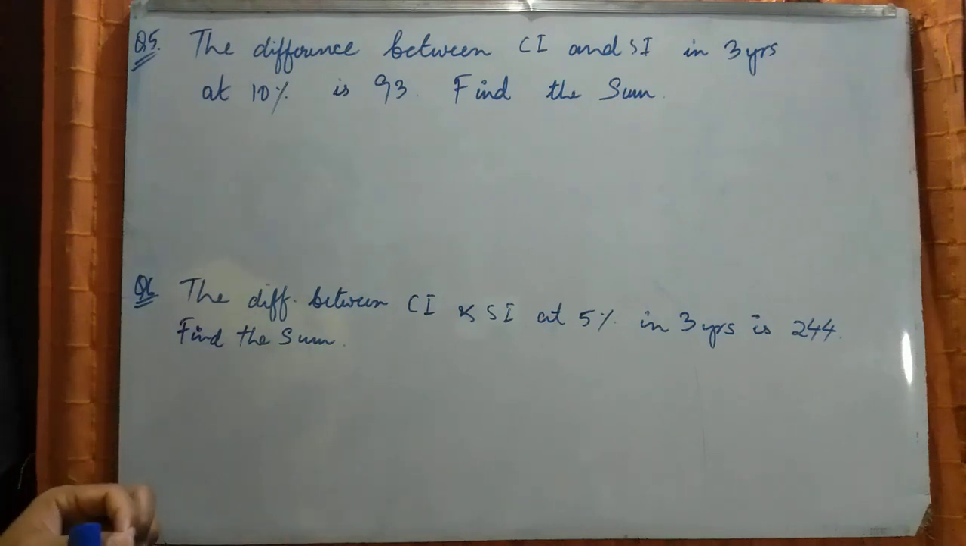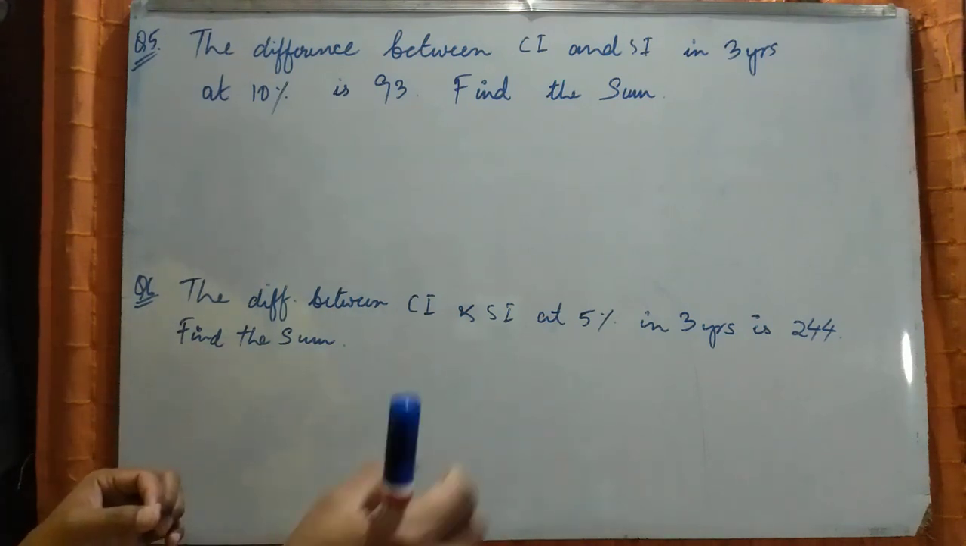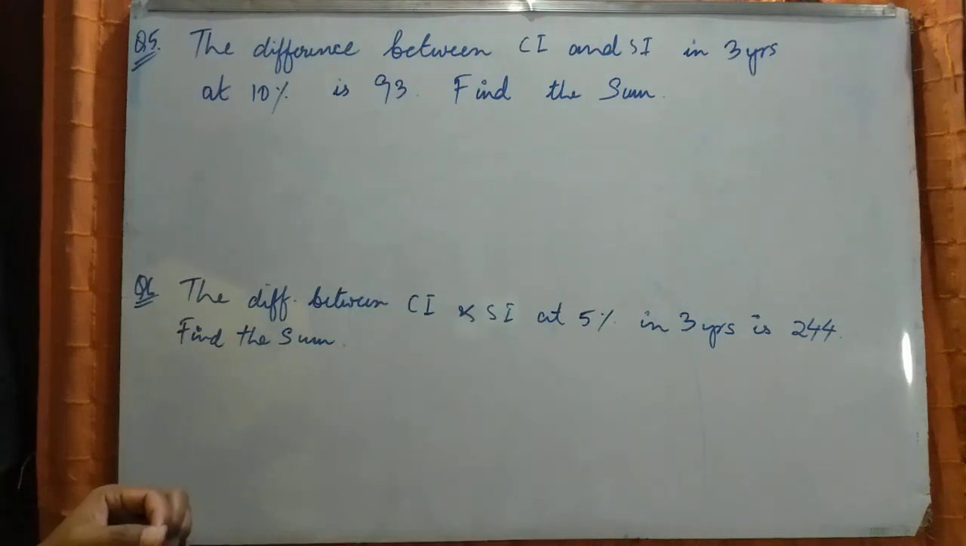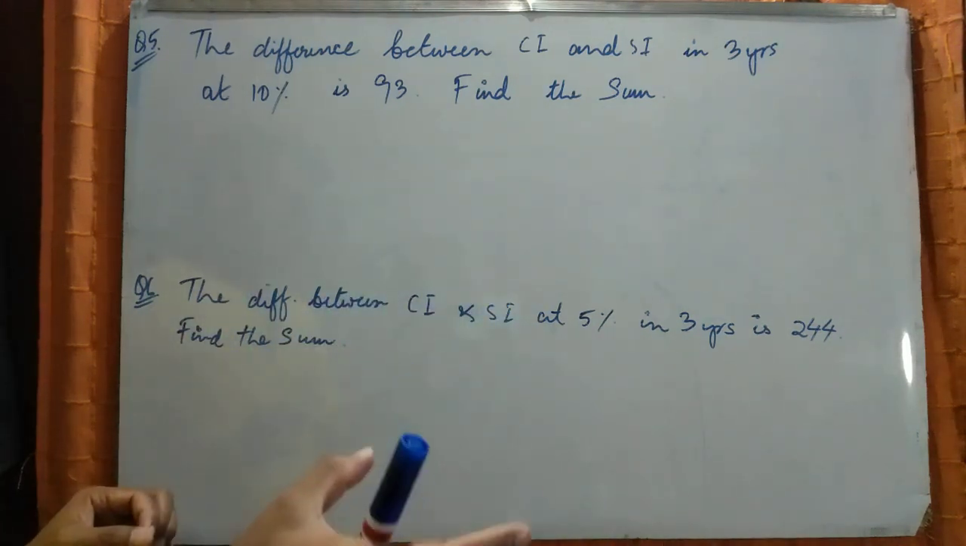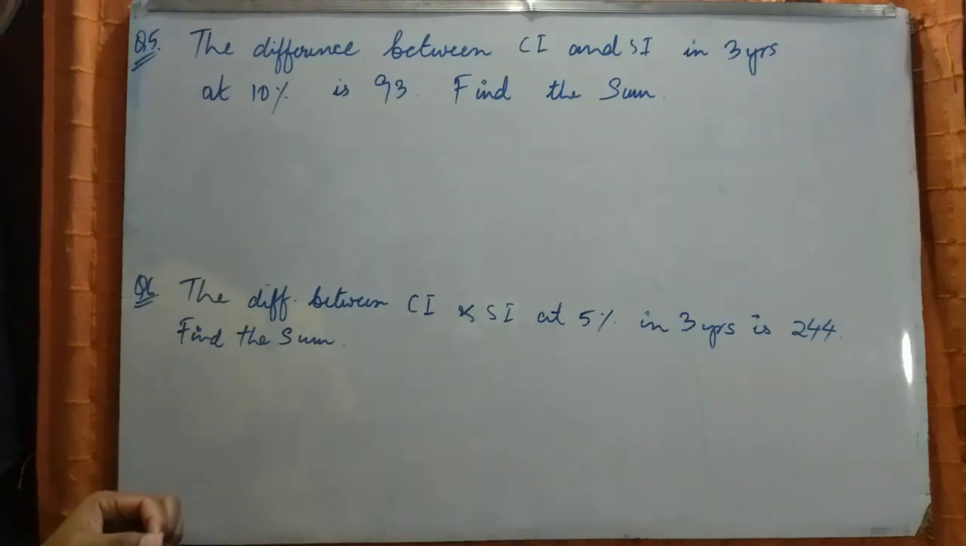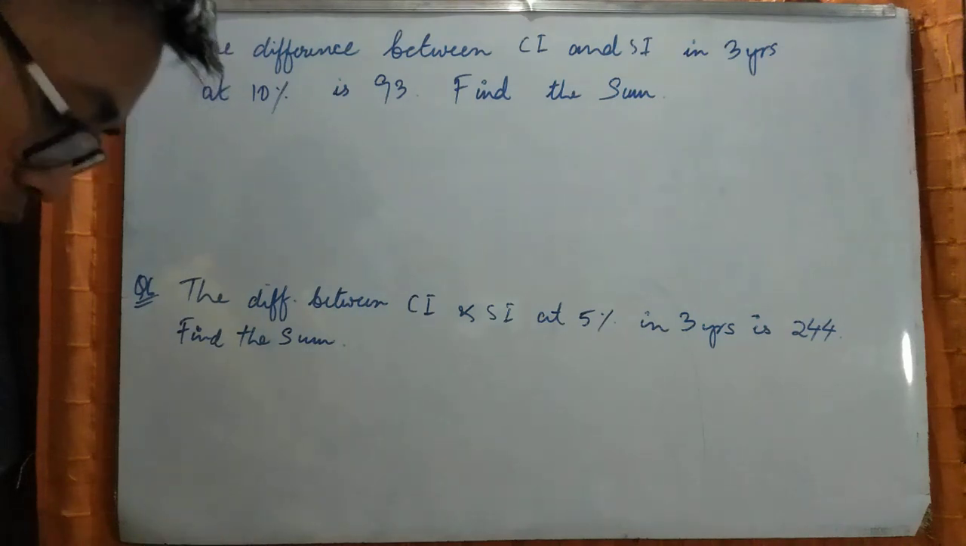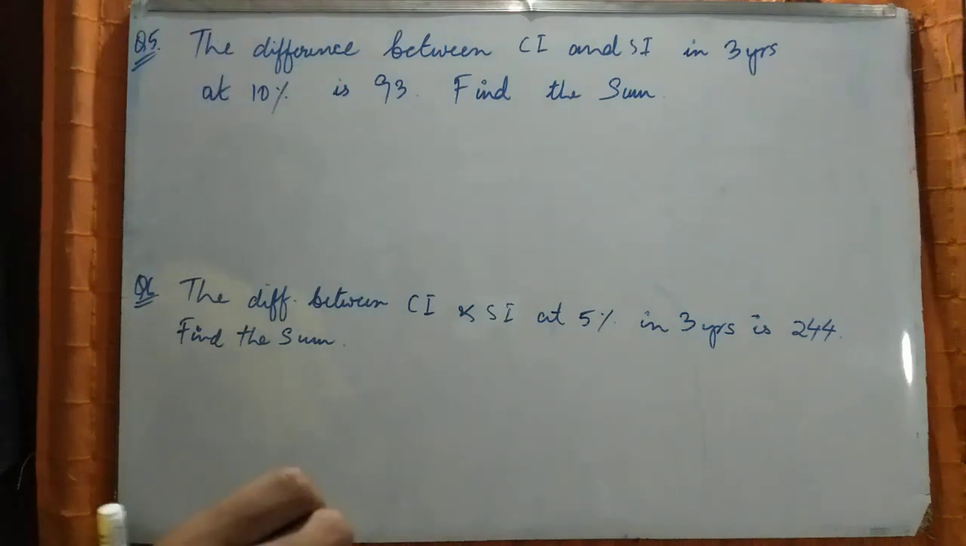Simple interest: the principal, the rate, the interest amount. Second year, 10 rupees; third year, 10 rupees; fourth year, 10 rupees. Compound interest: first year, the rating is on the base principal; second year, the rating is on the new amount as the base. Third year, the rating is on another new amount as the base.